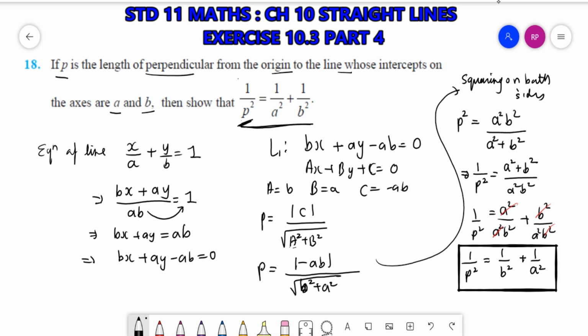Okay, so hence we have proved that if P is the perpendicular distance from the given line whose intercepts on the axes are A and B, then 1 by P square will be equal to 1 by A square plus 1 by B square. Clear? So this was about question 18. So just note it down.